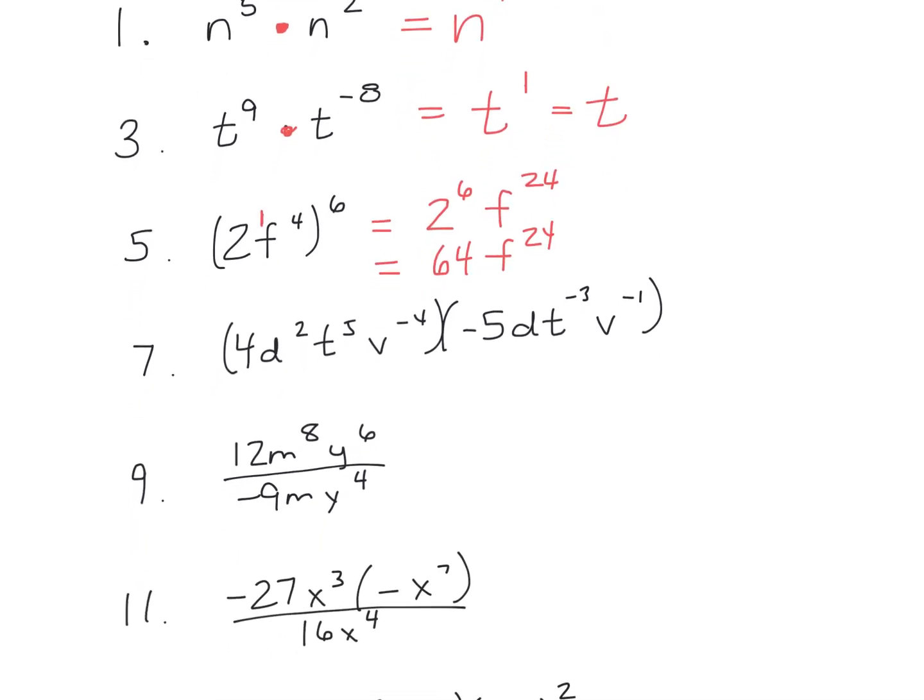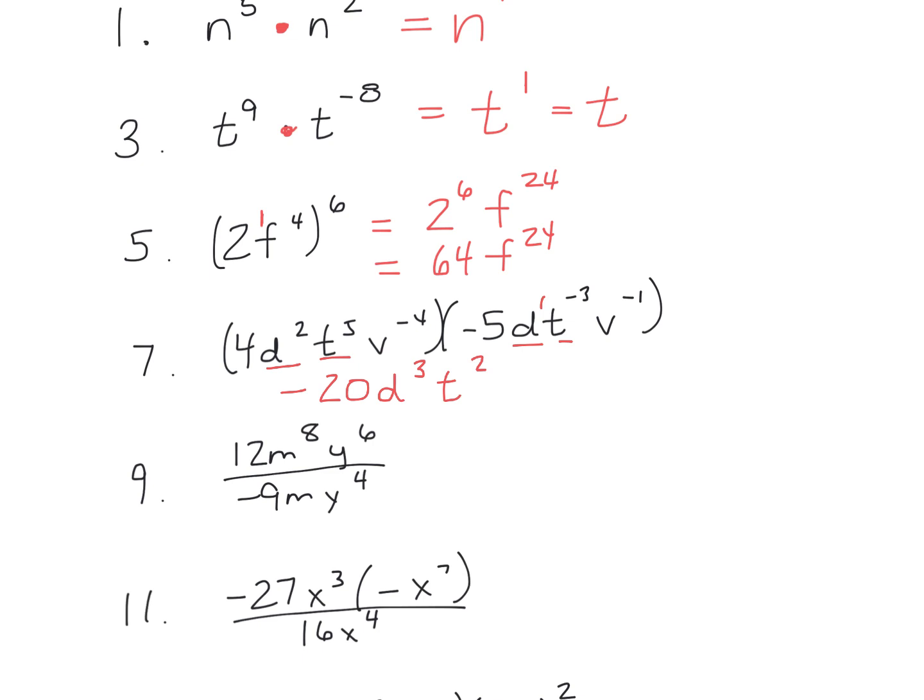Number 7, we are multiplying all this together. So the parentheses don't mean a whole lot here. So I'm going to take the 4 times the negative 5, which is a negative 20. I have d squared times d, which is d to the 1st. Keep the base, I add the powers, so that's d cubed. I have t to the 5th times t to the negative 3rd. Keep the base, add the powers, that's t squared.